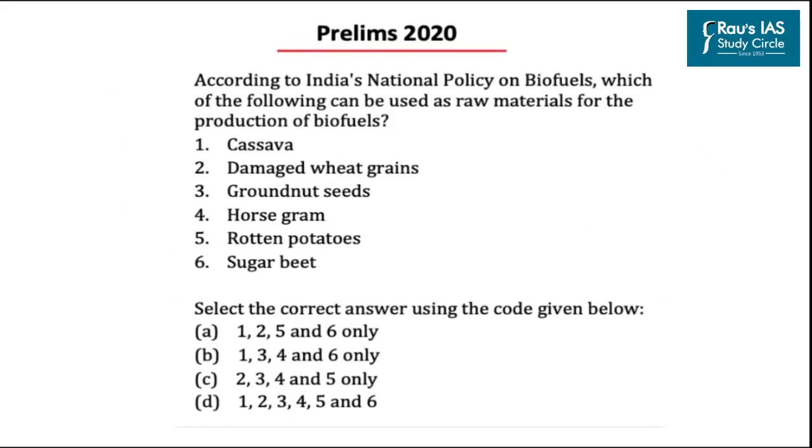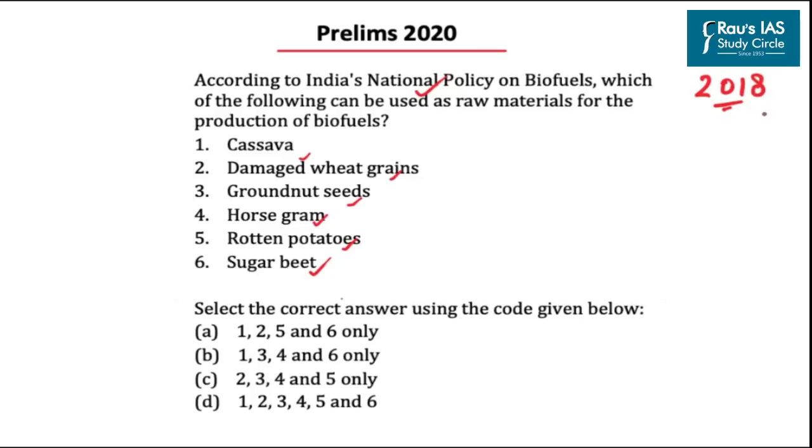Let us now take the next question, which was based on India's National Policy on Biofuels 2018. According to India's National Policy on Biofuels, which of the following can be used as raw materials for the production of biofuels? Cassava, damaged wheat grains, groundnut seeds, horse gram, rotten potatoes and sugar beet. And so in the final options, various combinations of these materials have been given. Now, the first question arises as to why this was asked in Prelims 2020, because the policy was launched back in 2018.